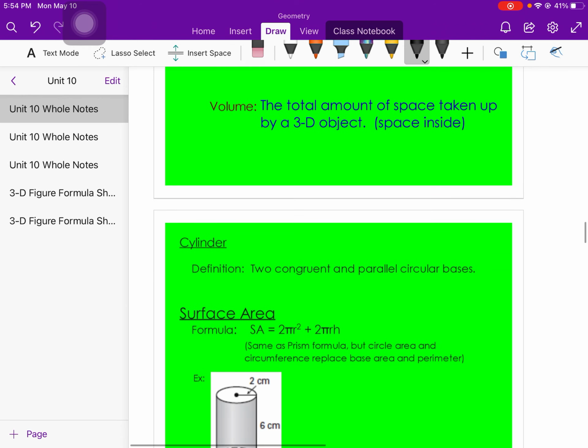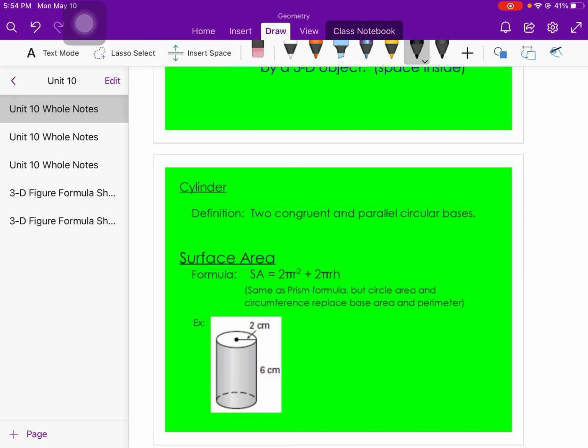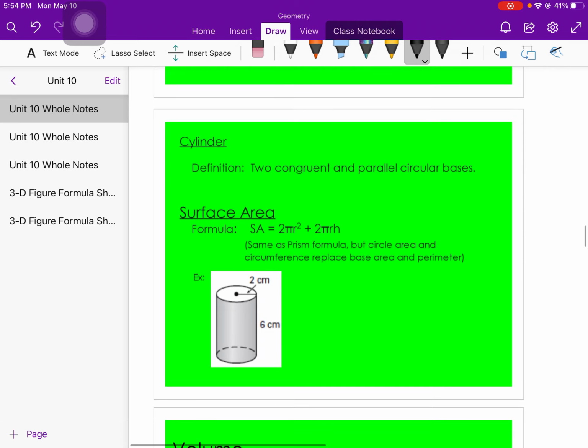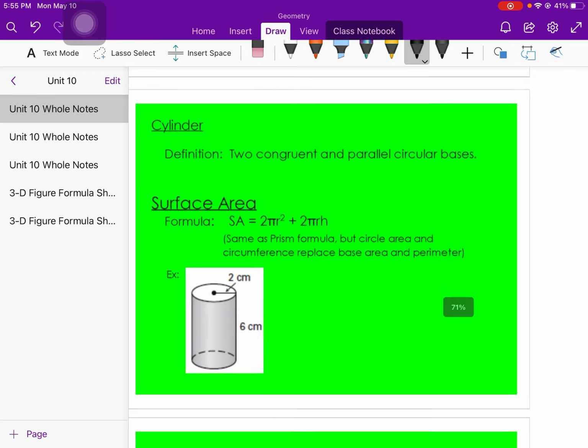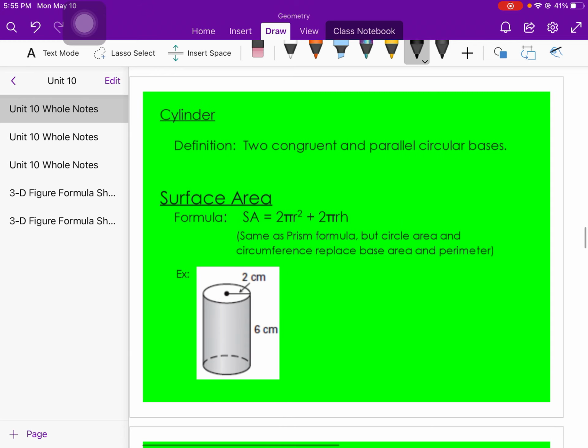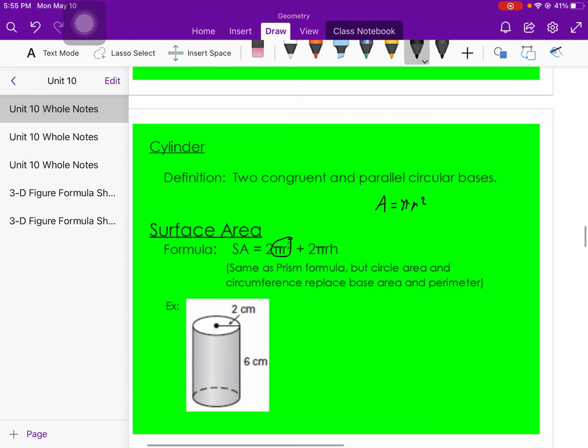Now we're talking about a cylinder. I'm sure you can think of a million different cylinder examples, but the definition is two congruent and parallel circular bases. So the surface area formula, kind of similar to what we did with the prisms, is 2 times pi r squared. Now pi r squared should look really familiar because that's the area formula for a circle. So area equals pi r squared. And then the 2 is because we have two of the same circles. Those are our bases of the cylinder.